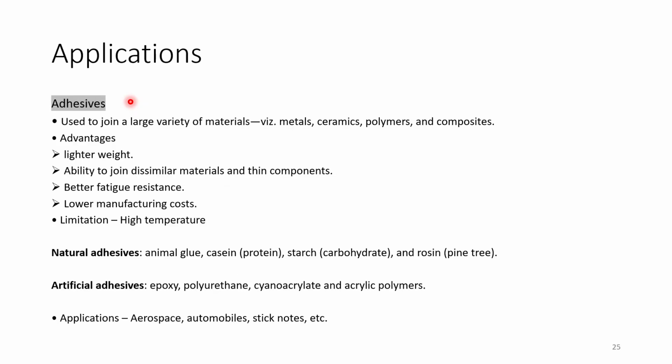Next up, we have adhesive. It is used to join a large variety of materials such as metals, ceramics, polymers, and composites. Some of the advantages are that they are lighter in weight, and they have the ability to join dissimilar materials and thin components as well. They have better fatigue resistance and lower manufacturing cost, but they are limited by their high temperature usage.